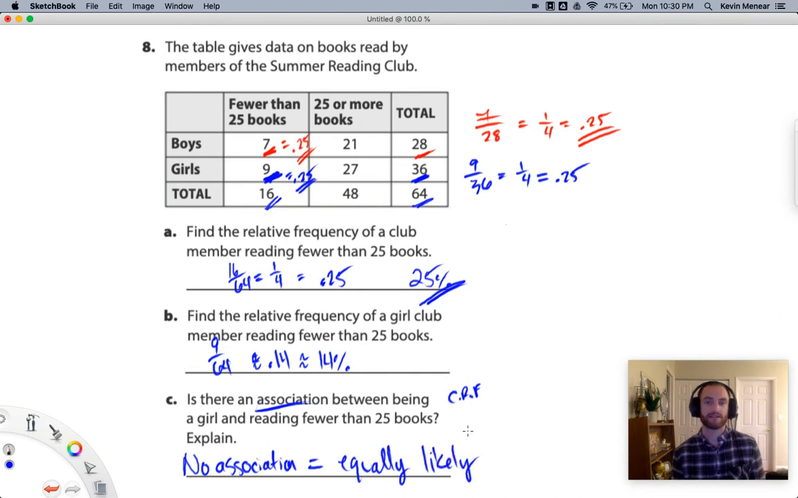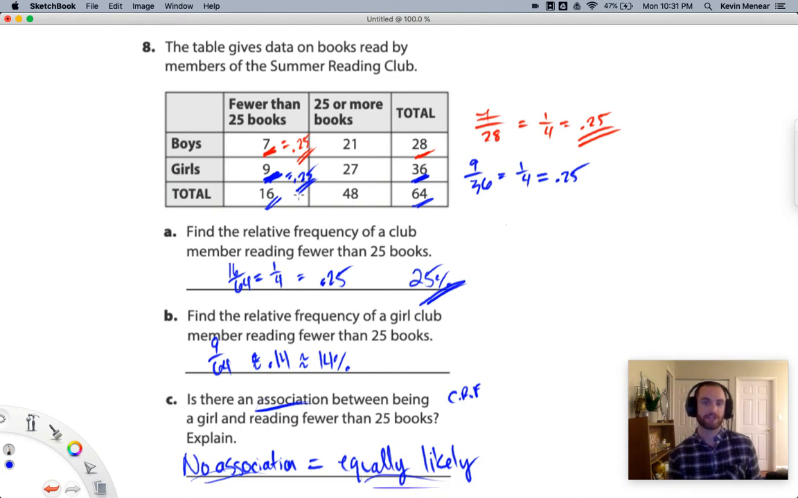That means it doesn't matter. Choose a boy or a girl. You're going to have an equal percentage that have read fewer than 25 books. Whereas if this came out as 0.5 and this came out as 0.25, you'd say, oh, there is an association. And the association is that if you're a girl, you're less likely to have read fewer than 25 books. But in this case, they're the same likelihood of reading fewer than 25 books. So there is no association. Okay. No association, equally likely.